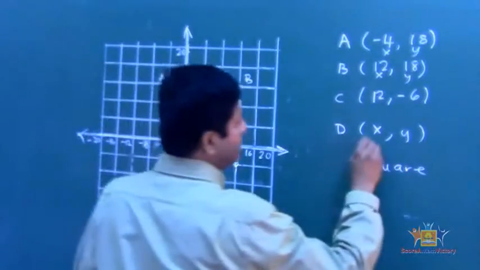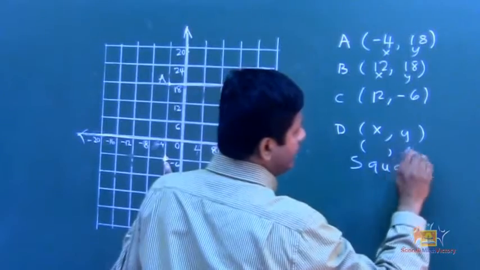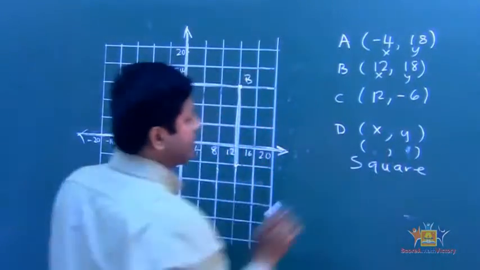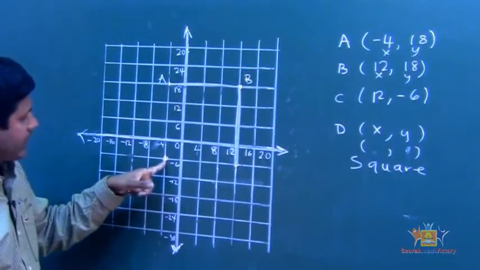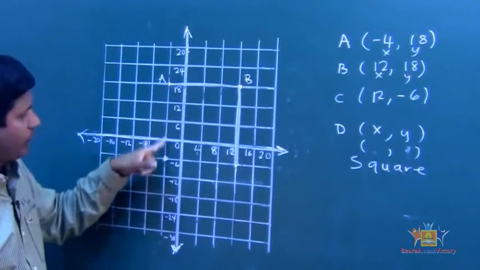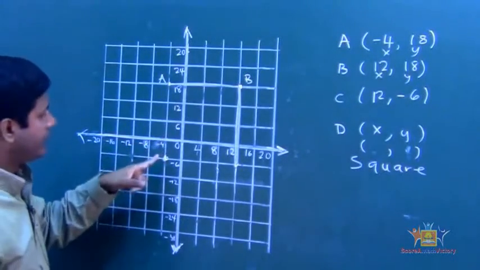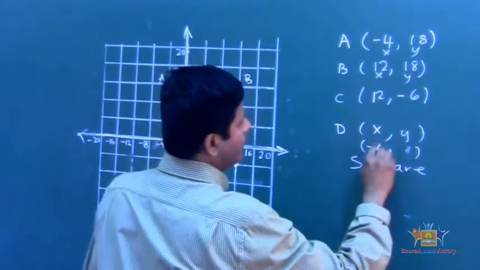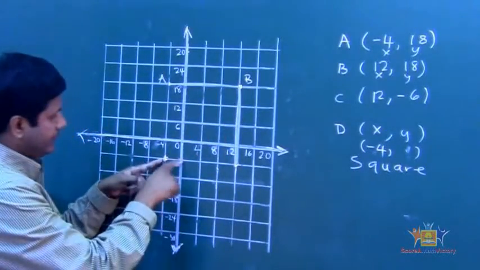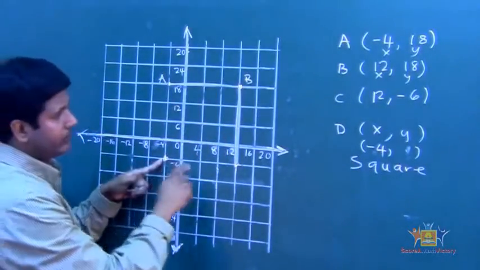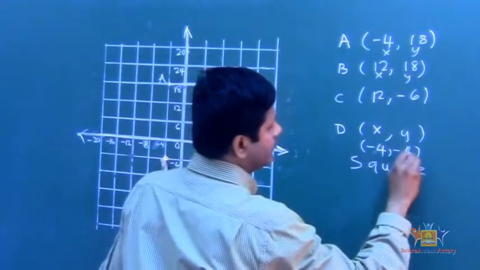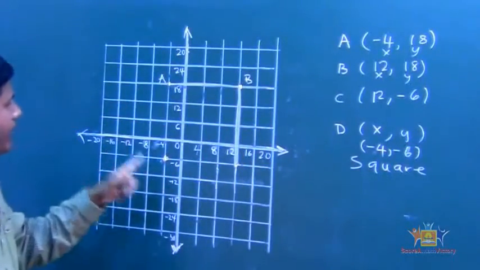Okay, so that means we're going to put a comma and then we want to find X and Y. We're going to start with X. Where is it touching on the X axis? Negative 4. See that? So it's going to be negative 4. And what about the Y axis? Negative 6. So negative 4, negative 6.